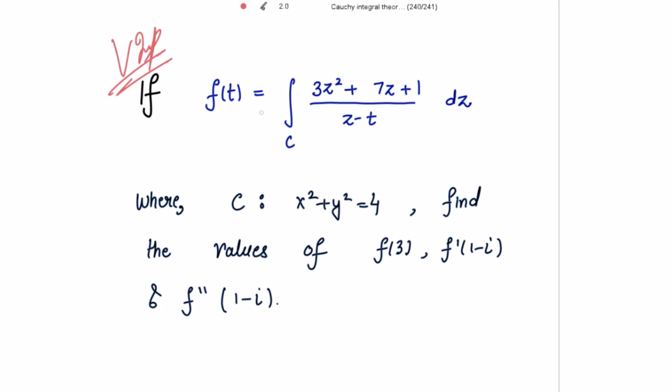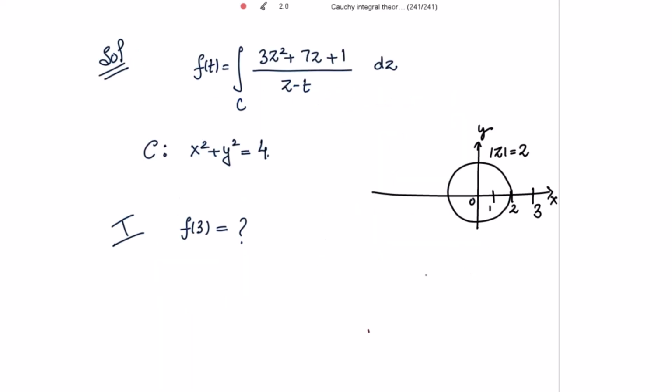Now here, if f of t is equal to this integral over the circle C, where circle C is x squared plus y squared equal to 4, we can also take this as mod of z equal to 2. Then we need to find the values of f(3), f dash (1 minus iota) and f double dash (1 minus iota). We need to find all these values, right?